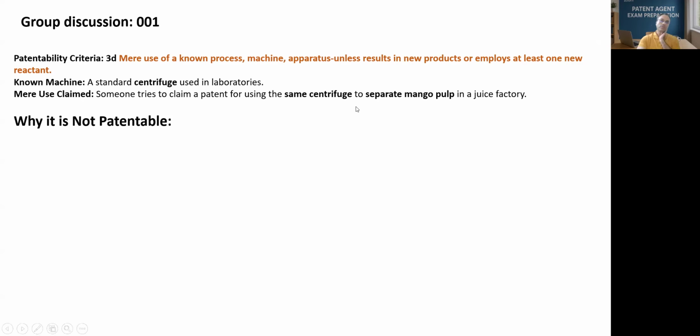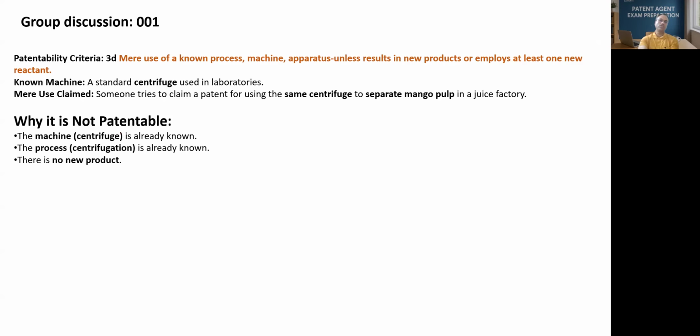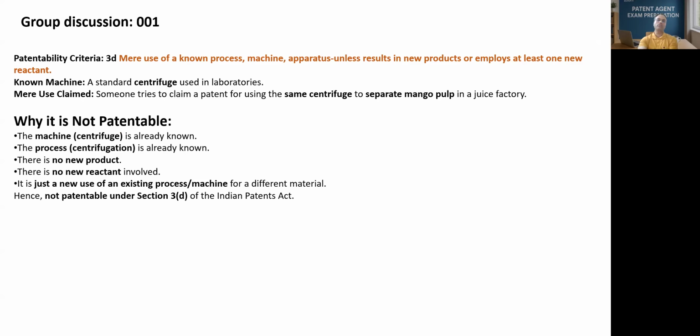Okay. So not patentable. So machine is already known. The process is also known. There is no new product. There is no new reactant involved. And it is just a new use of an existing process machine for a different material. So therefore it is not patentable under section 3D.